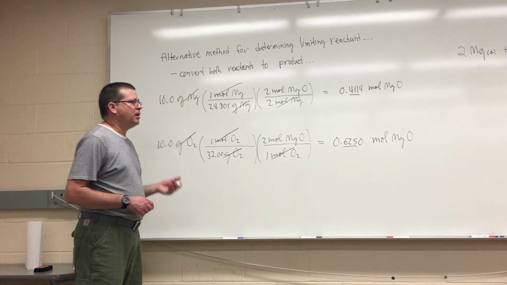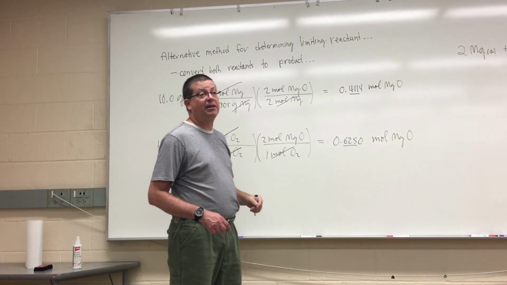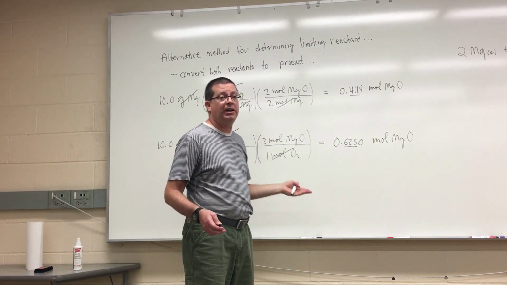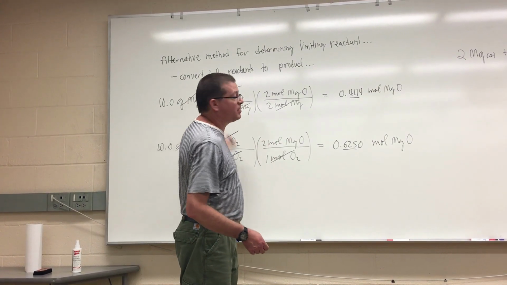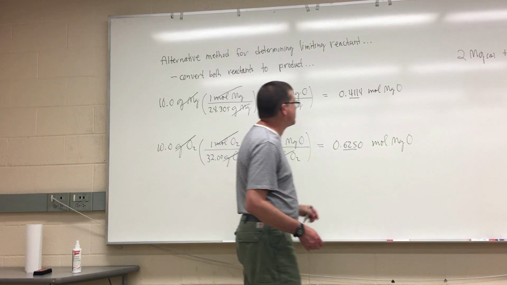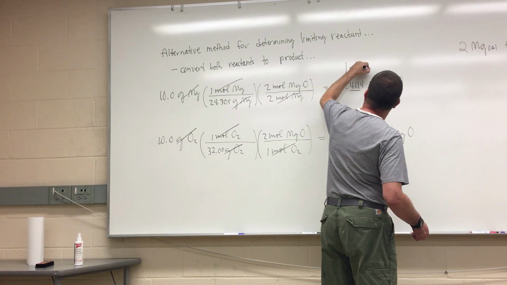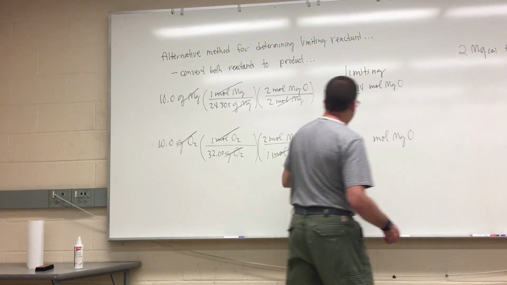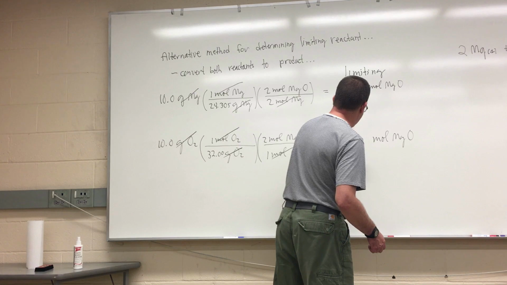When you do this, you're going to notice that the oxygen gives you more moles of magnesium oxide. Okay, so that's a larger quantity. What that tells me then is that the magnesium, since it gives me fewer moles of product, has to be my limiting reactant. And that means also that my oxygen has to be my excess reactant.